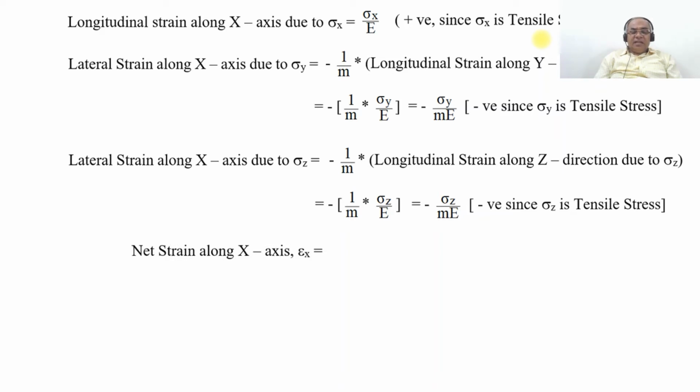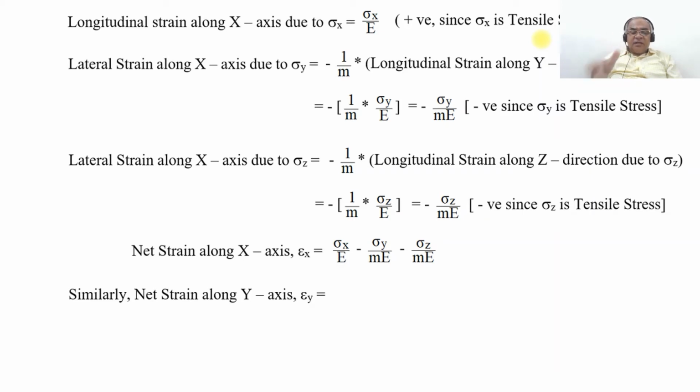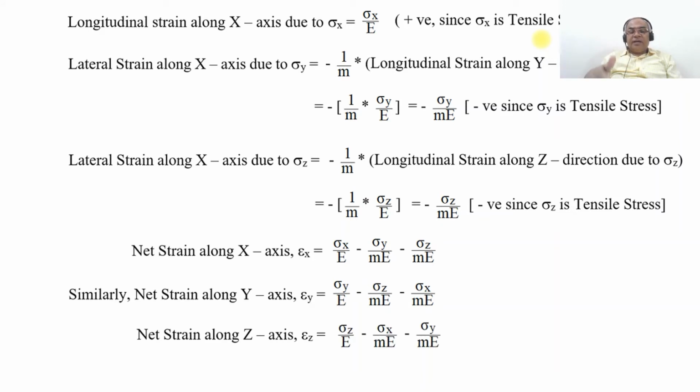What is the net strain? Net strain epsilon x will be equal to sigma x by E minus sigma y by m E minus sigma z by m E. Similarly, net strain along y axis, epsilon y, will be equal to sigma y by E minus sigma z by m E minus sigma x by m E. Similarly, net strain along z axis, epsilon z, will be equal to sigma z by E, and with reference to sigma x and sigma y it will be negative: minus sigma x by m E minus sigma y by m E.